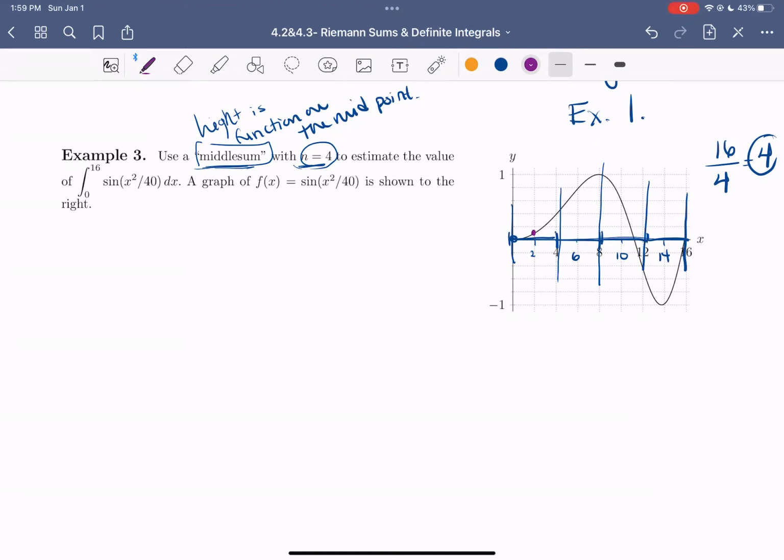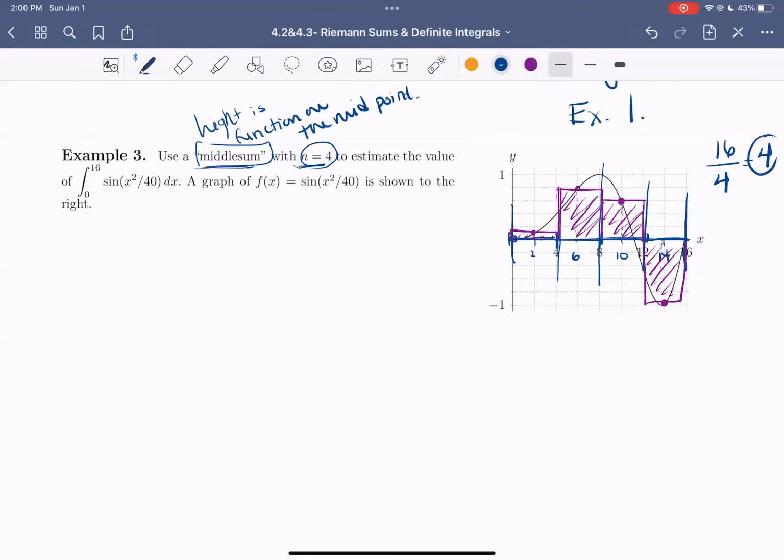We have our function value here. That will be the height of this rectangle. We have a function value up here. That will be the next height. And our function value here will be the next height. And then the function value down here at 14 will be the next height. So these rectangle areas are what we need to compute that middle sum.